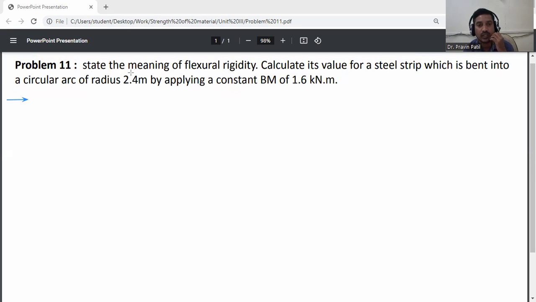Okay, problem. State the meaning of flexural rigidity. Calculate its value for a steel stirrup which is bent into a circular arc of radius 2.5 meter by applying a constant BM of 1.6 kilonewton meter. Okay, write down flexural rigidity.